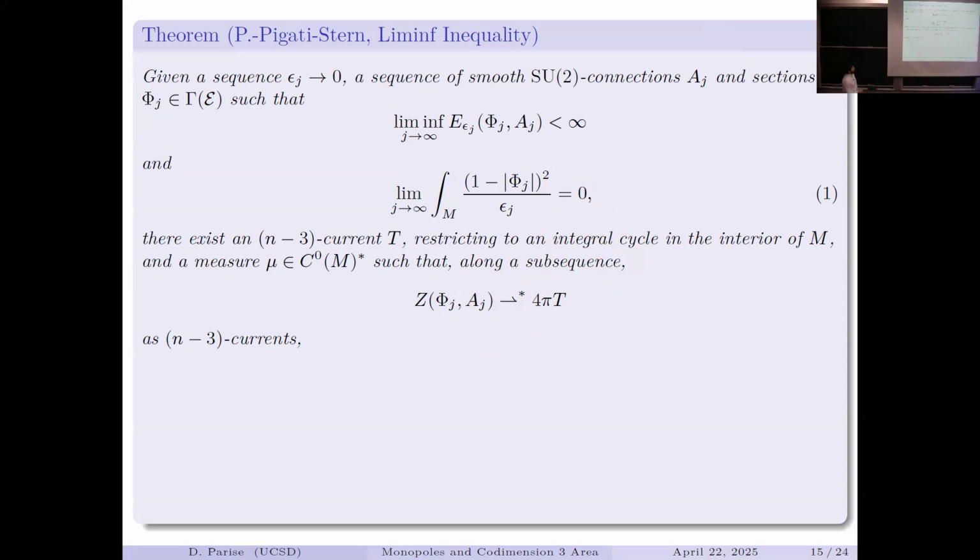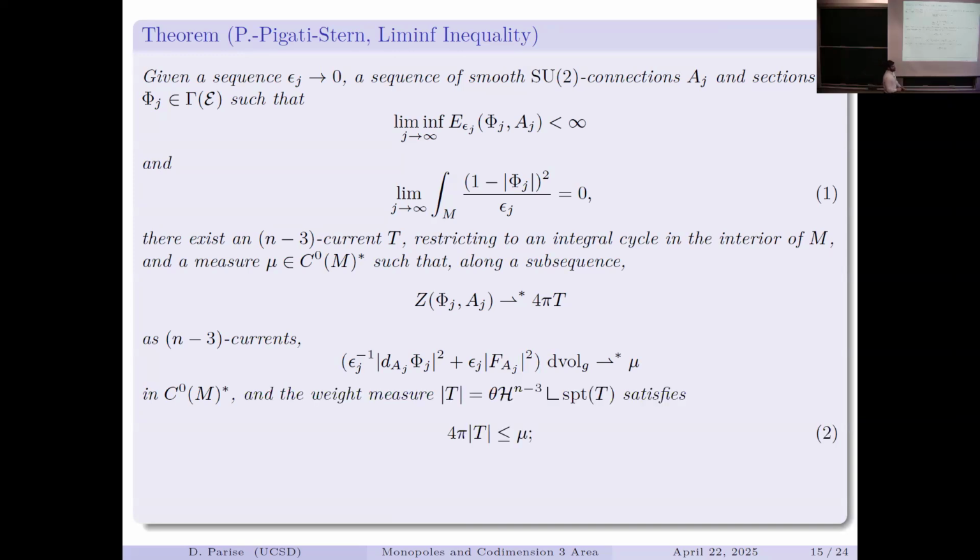But we can also say more because there's also the existence of this measure mu such that the energy integrands converge to this following Radon measure mu in C0 of M star, so in the dual of C0. And in particular, we have the following relation between the limiting current T and this Radon measure mu. So in particular, T can lose mass, essentially. This only says that T can effectively only lose mass.